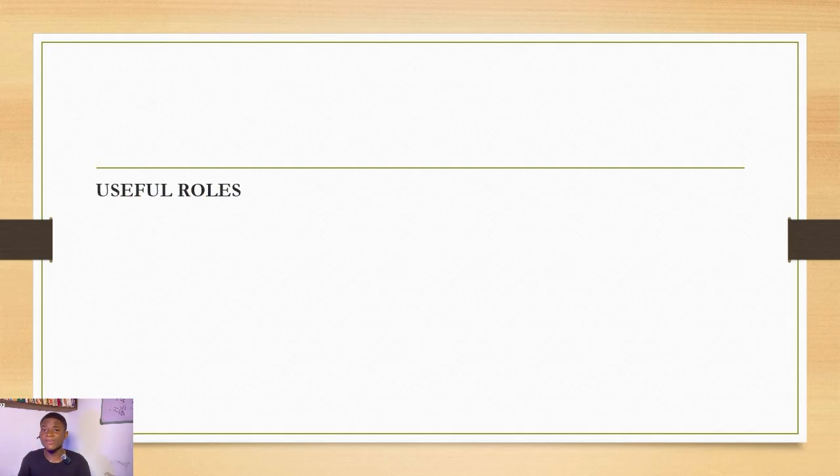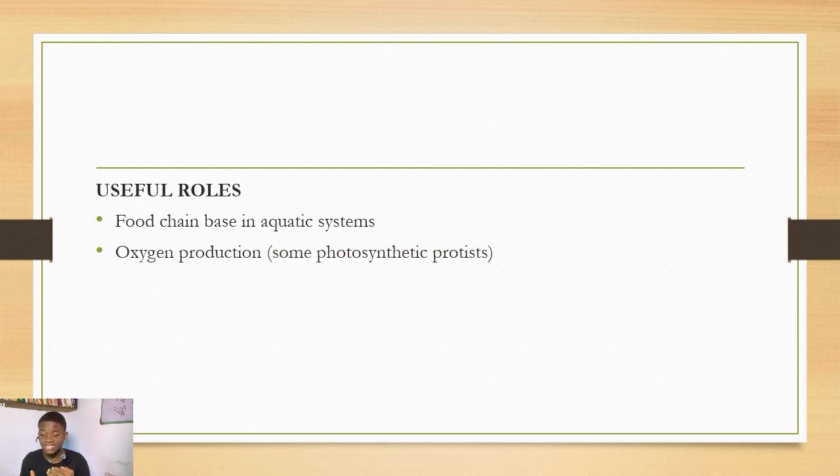So next, we're going to talk about the economic importance of protists. Whenever we talk about economic importance, we're talking about the disadvantages and the advantages, all right? Not just advantage, okay? So the first one is that they form food chain base in aquatic systems. Then oxygen production. Some photosynthetic protists, they produce oxygen. Then next is research in biology. Protists are used for research in biology.